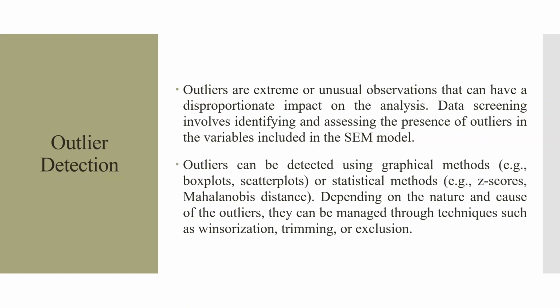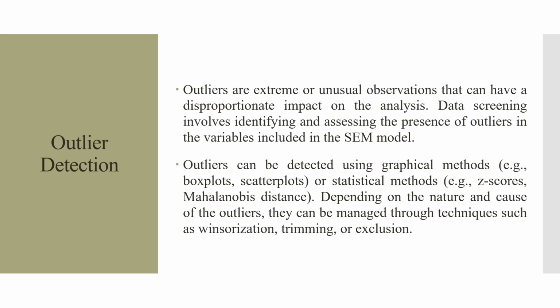Outliers can be detected using graphical methods or statistical methods. Graphical methods are box plots and scatter plots; statistical methods are z-scores and Mahalanobis distance. Depending on the nature and cause of the outliers, they can be managed through techniques such as winsorization, trimming, or exclusion. Let's see how we can do this in the data file.